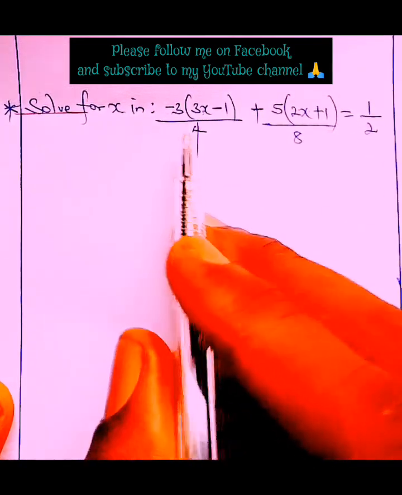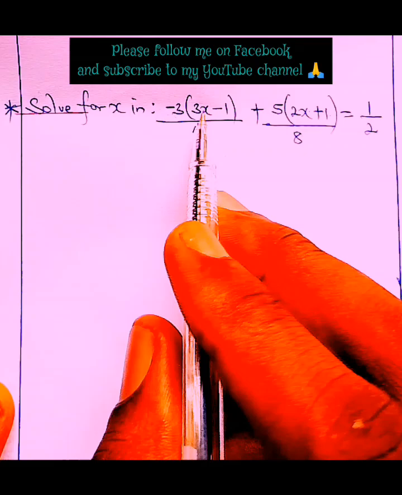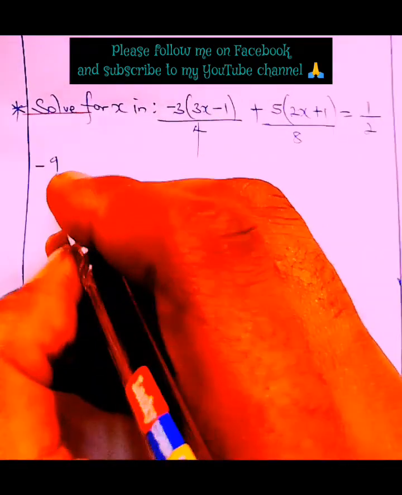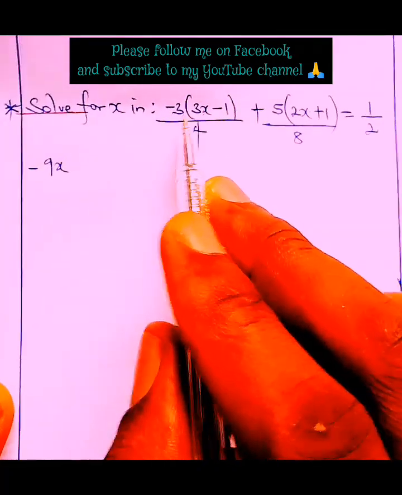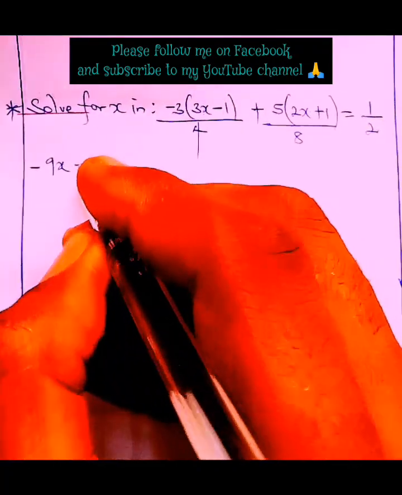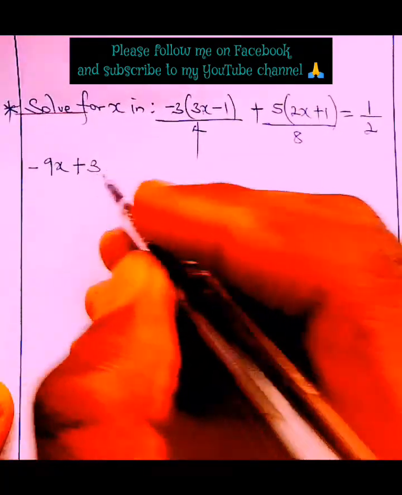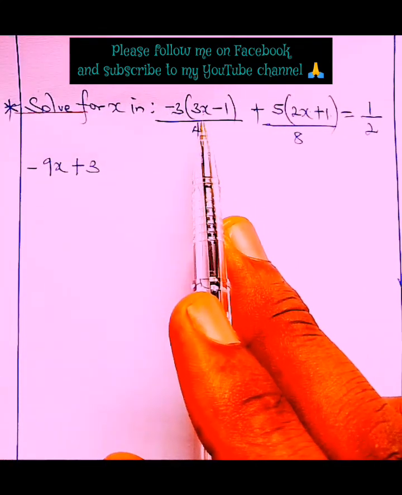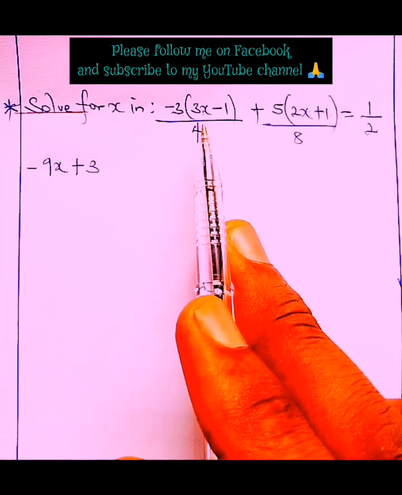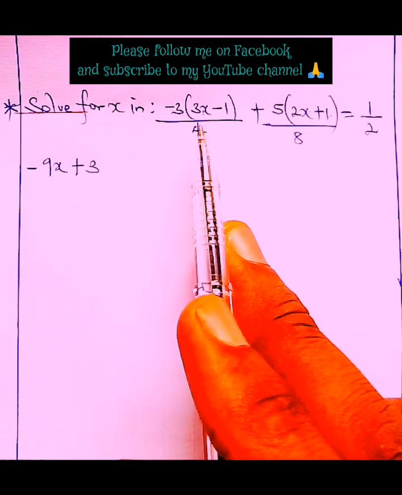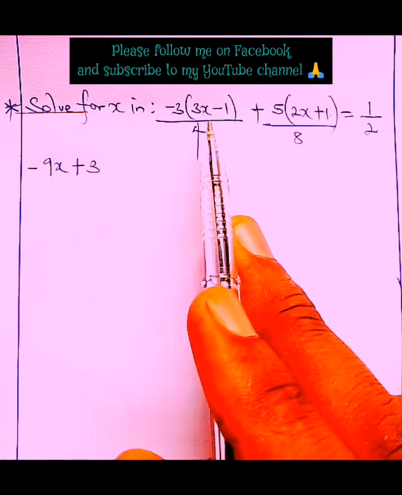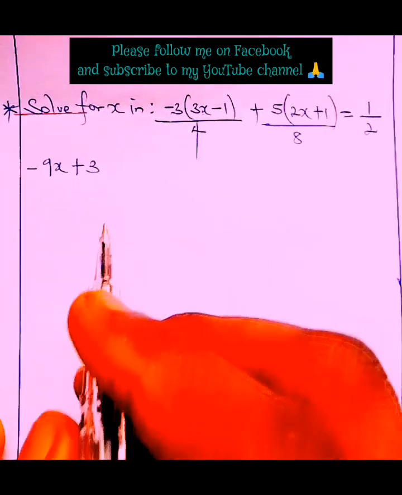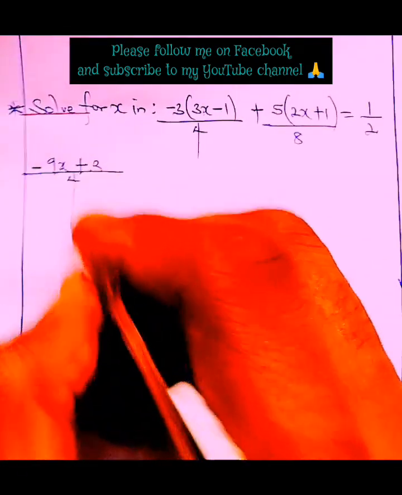So first of all, let's open up the bracket. Minus 3 times plus 3x: minus times plus is minus. 3 times 3 is 9, so minus 9x. Minus 3 times minus 1: minus and minus is plus, and 3 times 1 is 3. Don't forget, whenever two signs are the same, either plus plus or minus minus, the answer is plus. If the signs are different, minus plus or plus minus, the answer is minus. So minus 9x plus 3 over 4 right here.